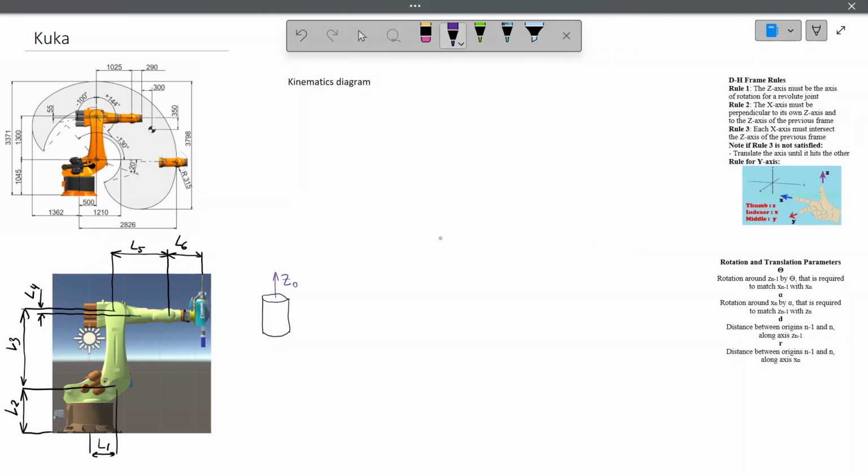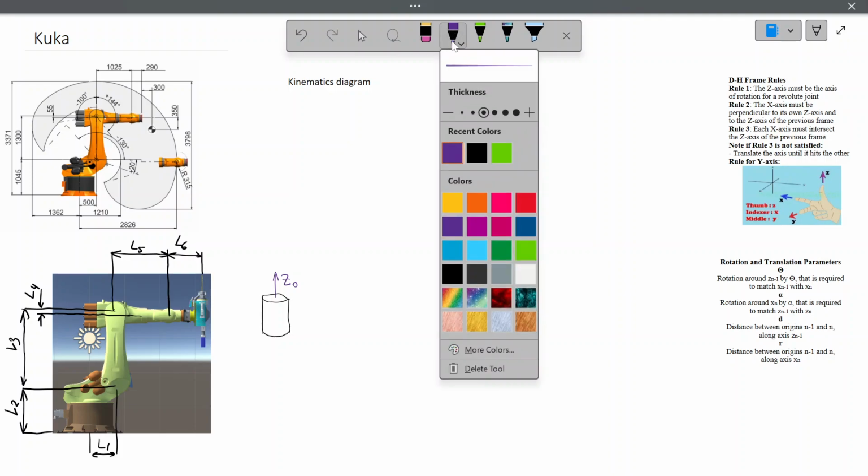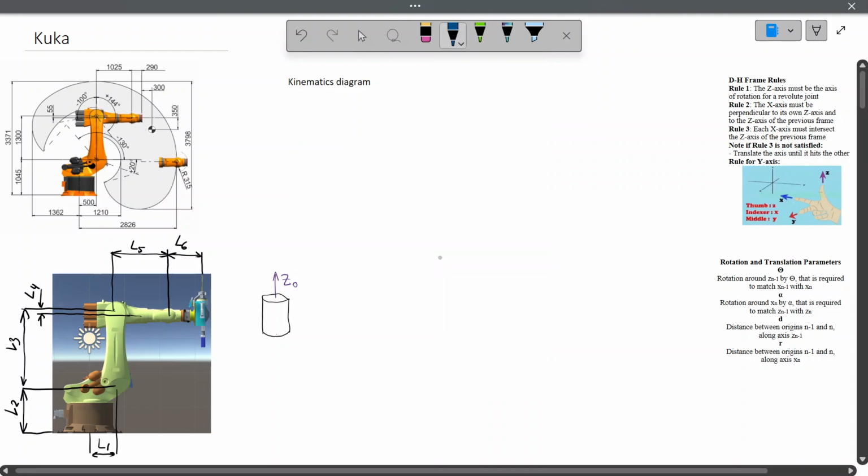Z0. Next, we draw the x-axis. It must be perpendicular to its own z-axis and perpendicular to the z-axis of the previous frame. Here we just started, so it's our first axis. We don't have the previous one. Let's draw it also in blue color, perpendicular to the z-axis. So it will be x0.